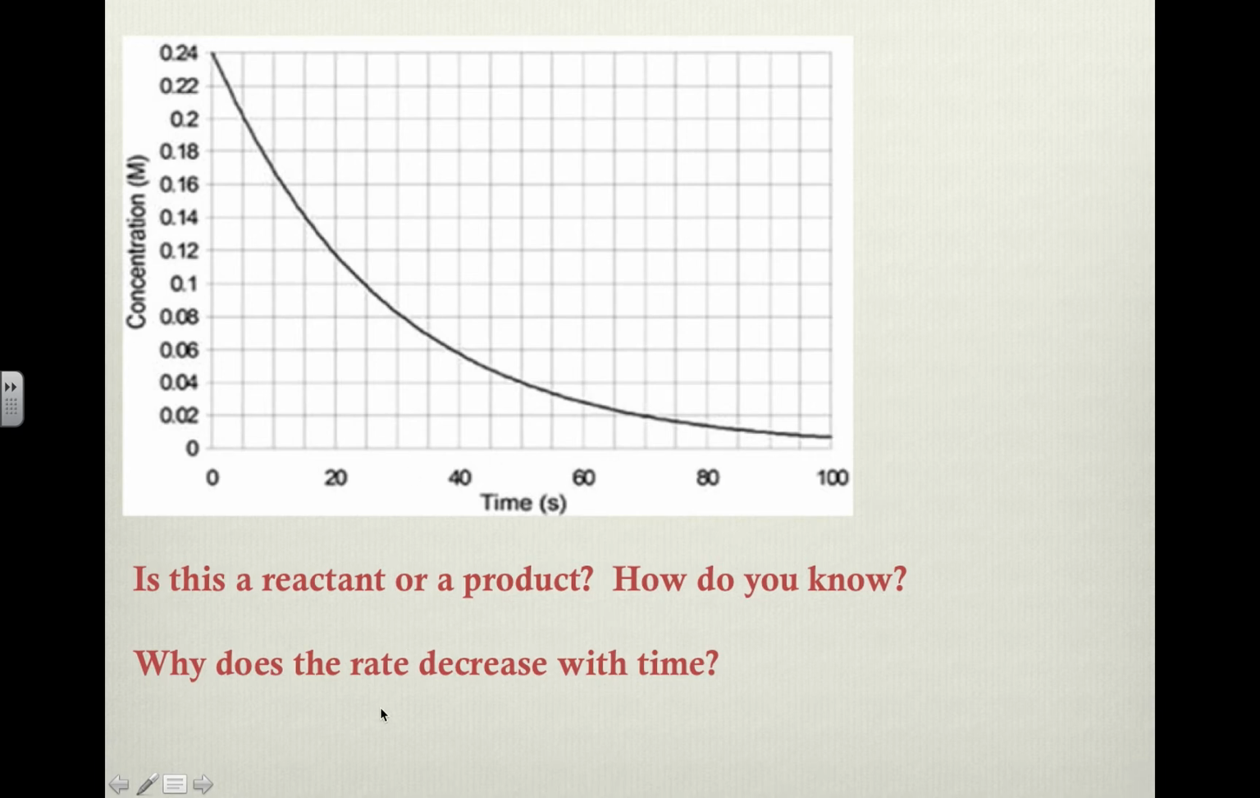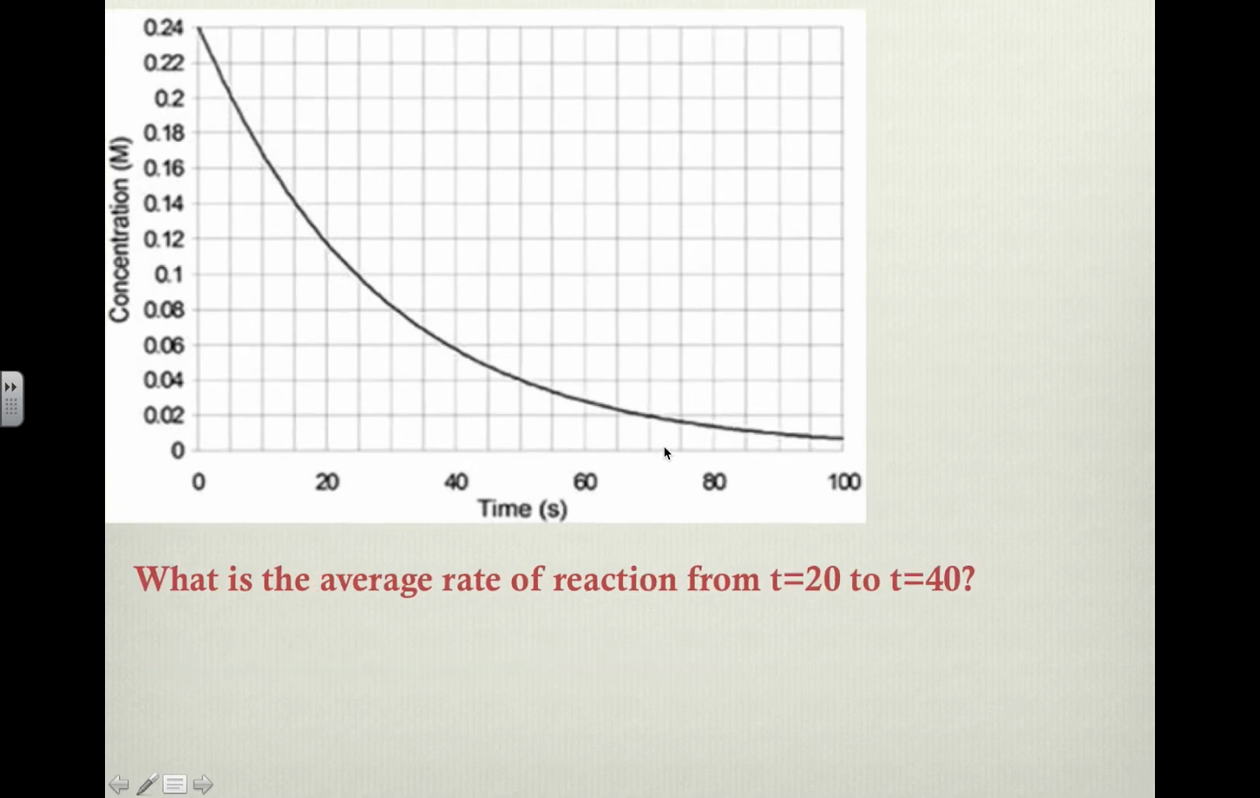Okay, so why does the rate decrease with time? In other words, why is this slope so steep up here and decreases down here? Well, it has to deal with concentration. There's a higher concentration here, so there's a greater frequency of collisions. As we decrease the concentration, we decrease the frequency of collisions, and so the rate decreases.